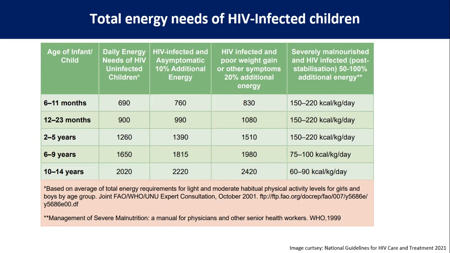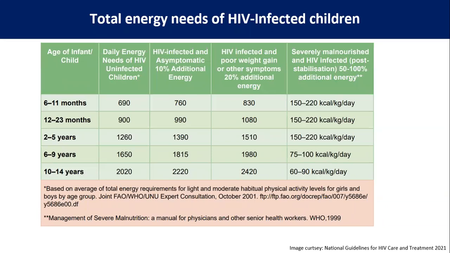And if the child is having other symptoms, then 20% additional energy requirement will be there. So it will come to around 830. And if the child is severely malnourished with HIV infection, once it's stabilized, the post-stabilization will require around 50 to 100% of total additional energy. So that will come up to 150 to 220 kilocalories per kg per day.